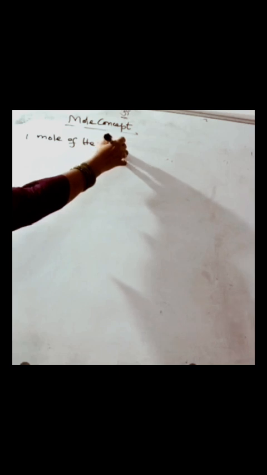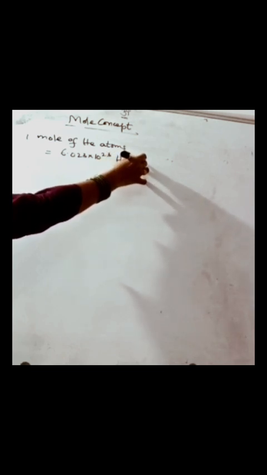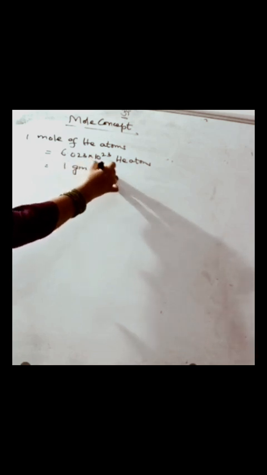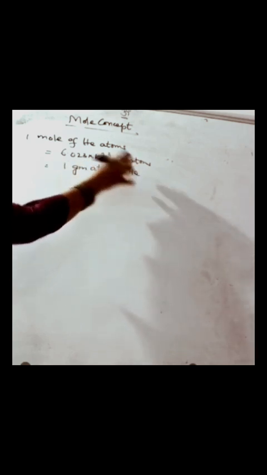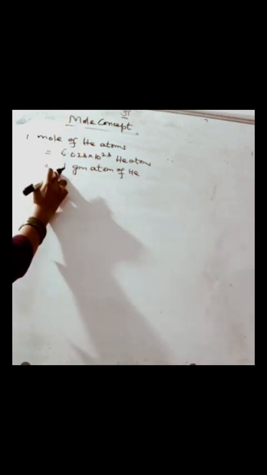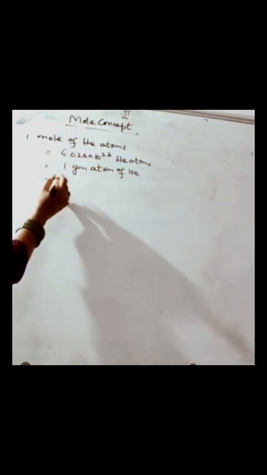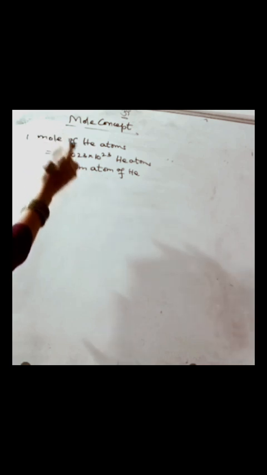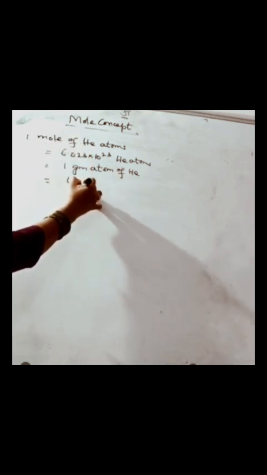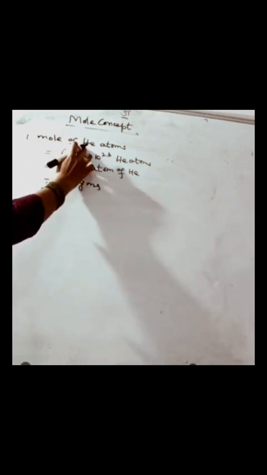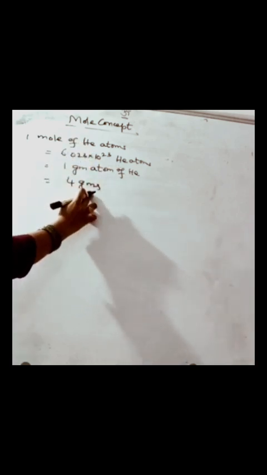For example, 1 mole of helium atoms. 1 mole of helium atoms contains Avogadro number of helium atoms. That is equal to 1 gram atom of helium. 1 mole of helium atoms is also called 1 gram atom of helium, which is equal to gram atomic mass. Helium gram atomic mass is 4 grams. 1 mole of helium atom's mass is equal to 4 grams.